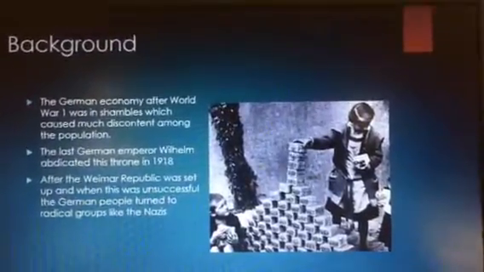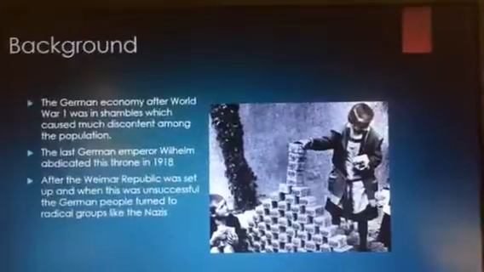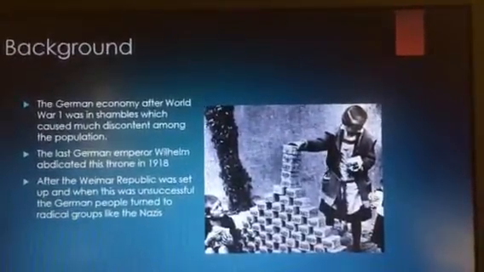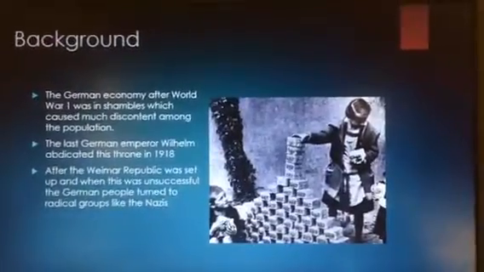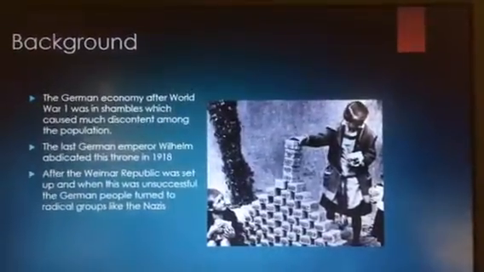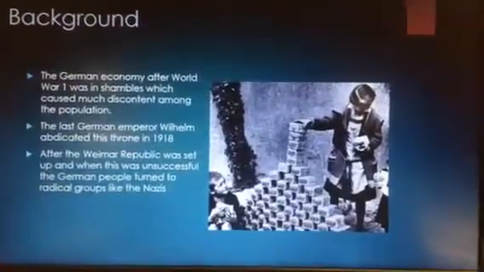Germany, before the rise of Hitler and before the rise of the First Republic, was ruled by a Kaiser, or an emperor, and Germany's last emperor, Wilhelm, abdicated his throne in 1918. After the Weimar Republic, which was Germany's first republic, was set up, and when it was unsuccessful, the German people turned to radical groups like the Nazis. They turned to these groups because they didn't feel that the democratic process was really working for them. And if the Marshall Plan wasn't set up, similar movements like this could have happened across Europe.